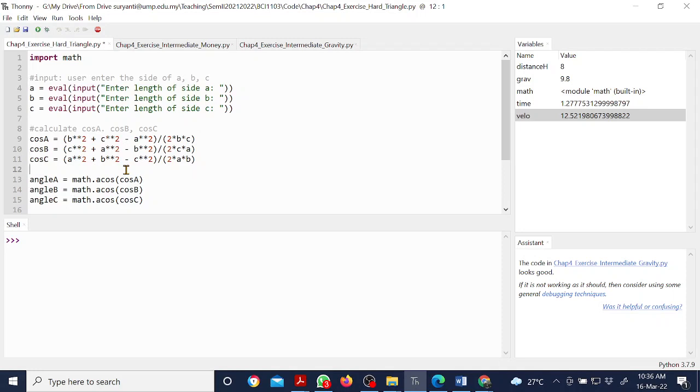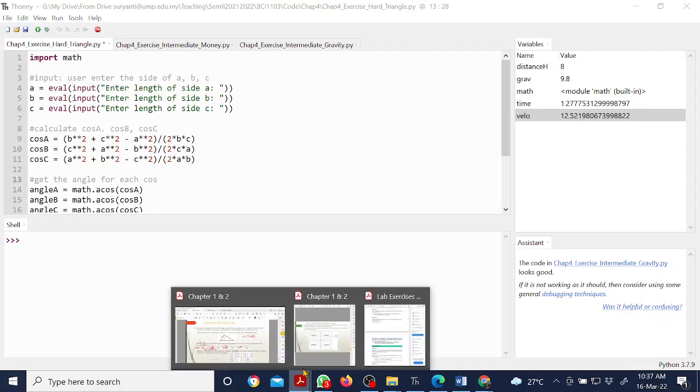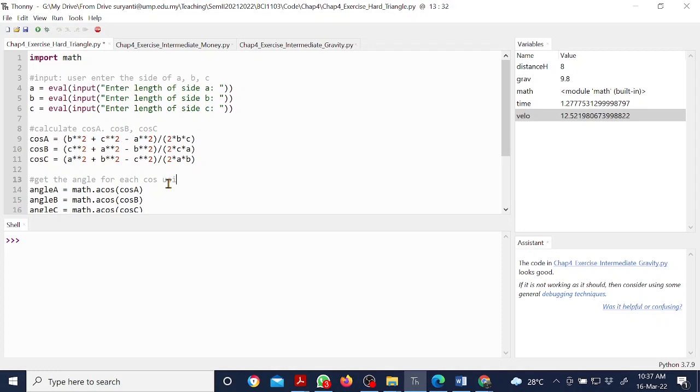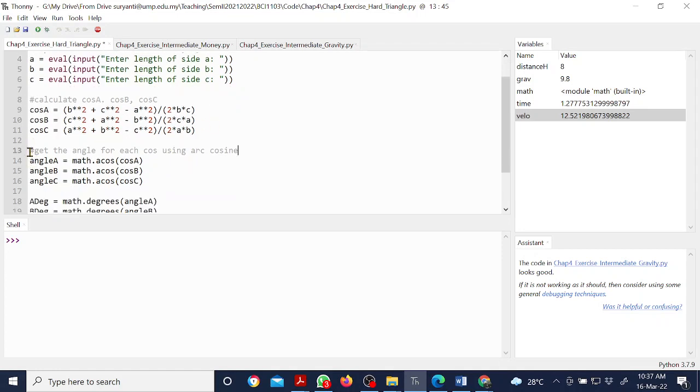Okay, so now after I calculate cos, I will get the angle for each cos. Because we know that, as I mentioned before, in order for us to get the angle for this cos, we need to use inverse cos. So inverse cos in Python is arc cosine. So I will have another variable which is angle A equal to math dot acos of cos A here. For angle B, I will do math dot acos cos B. Angle C, I will do math dot acos cos C from here. So now I already have the angle in radian for each cos using arc cosine.